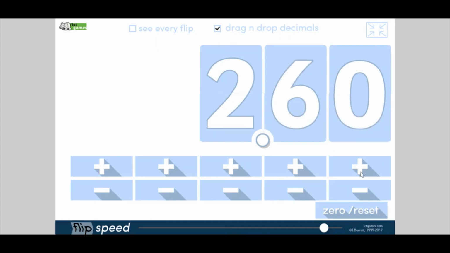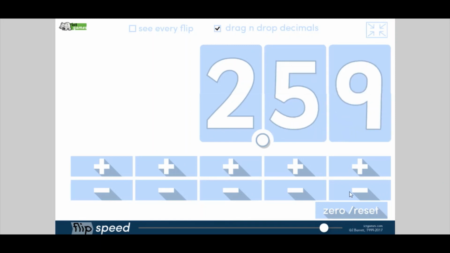So we were on 2.6. We can't take away 1 from 0. So what happens is it exchanges. So we end up with 5 left in the tenths, and then 9 can be put in the hundredths. So then we count down 2.59, 2.58, 2.57, 2.56, 2.55, and 2.54. And that's where we get to with our gaps on our page.